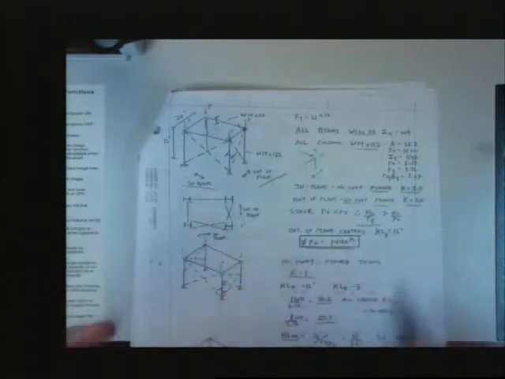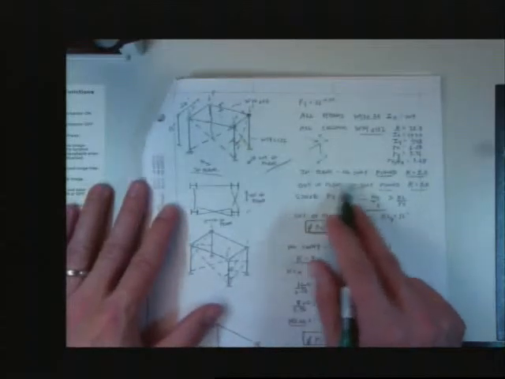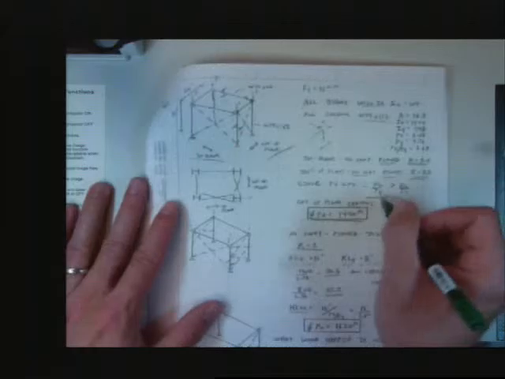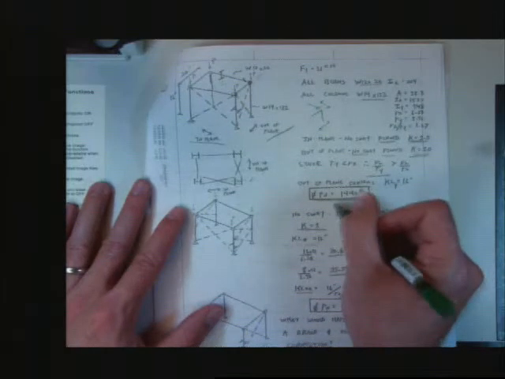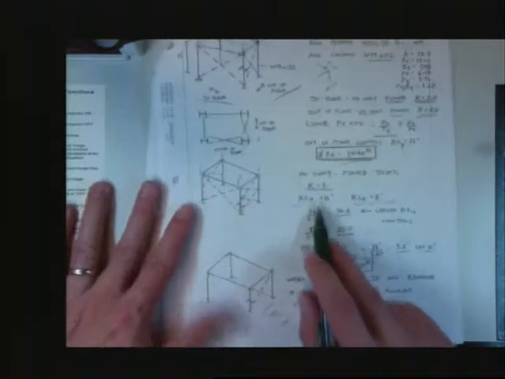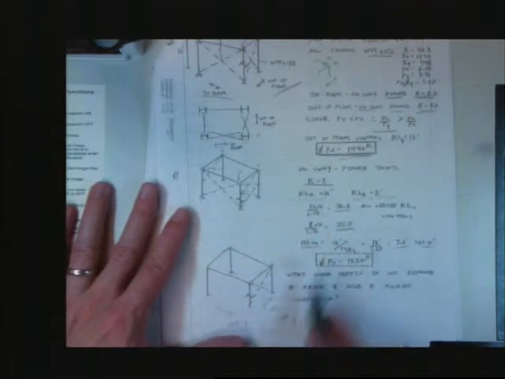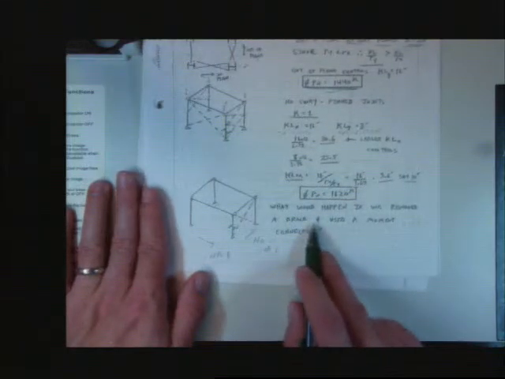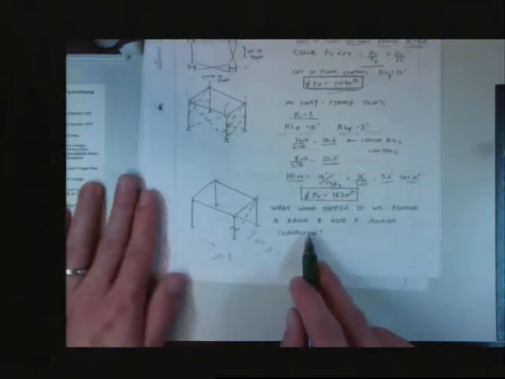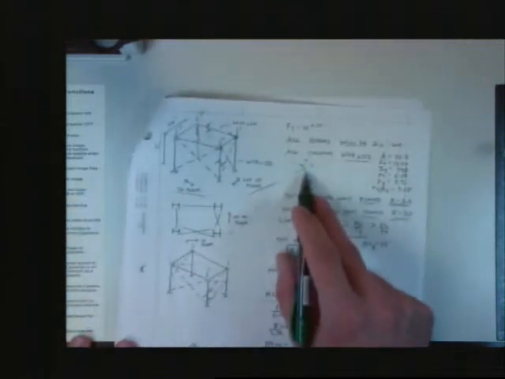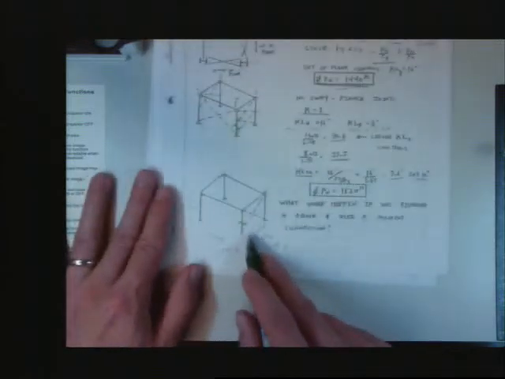But again, I work them all the same. I ask, is it sway or no sway? I find my K's. I find my KL over r's. I find my capacity. Same. Change my bracing scheme. Changes my KL over r's just a little bit. I get a capacity. And then I ask the fateful question, what would happen if we removed a brace and used a moment connection and said, hey, that looks just like this, doesn't it? That's the same thing, just rotated.